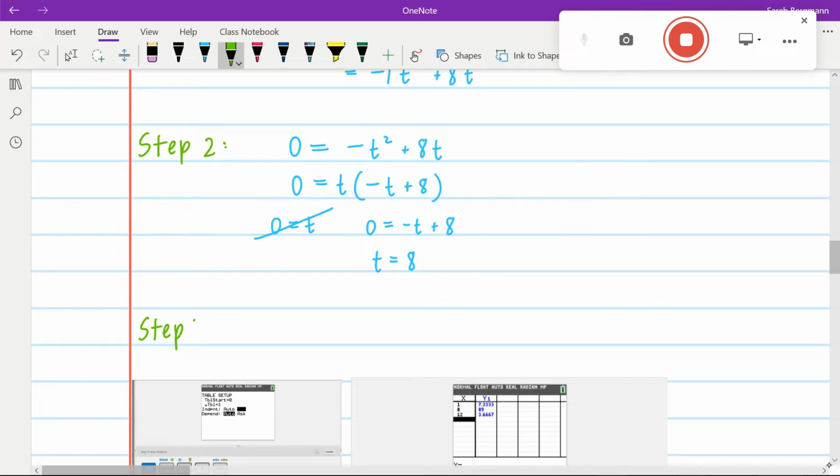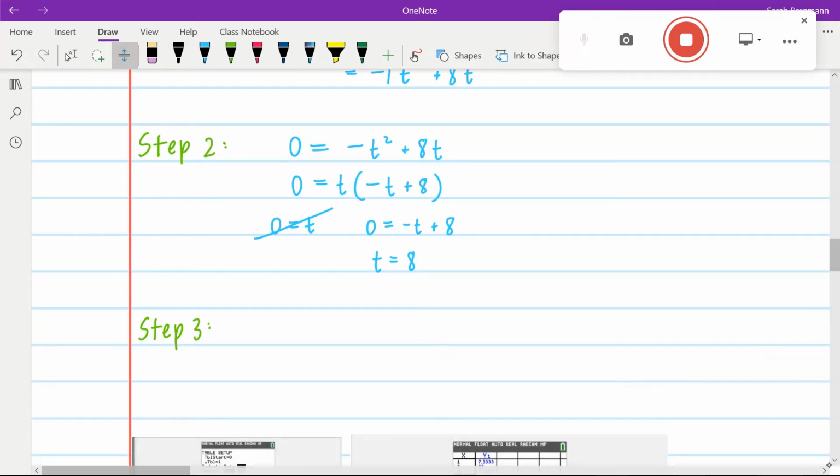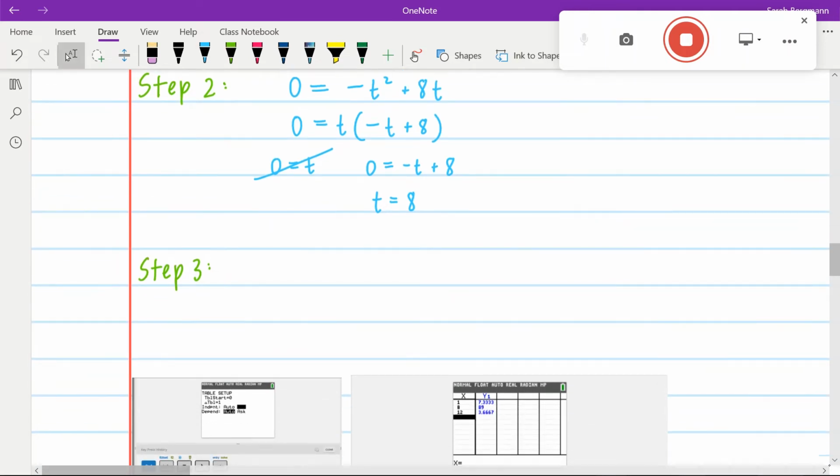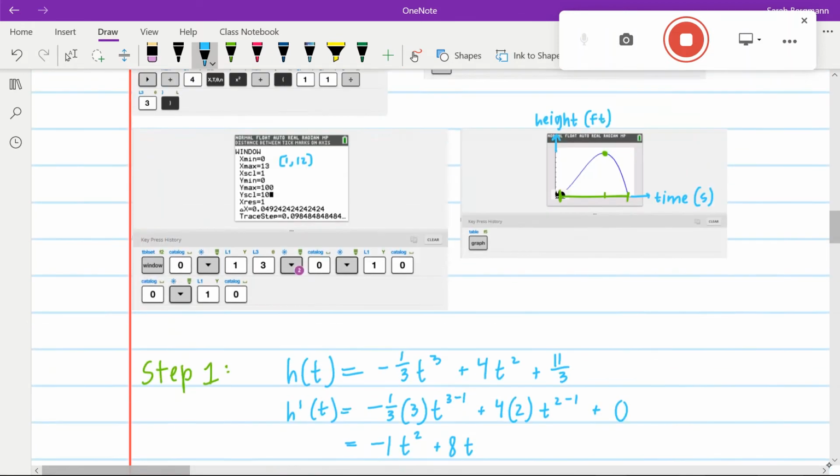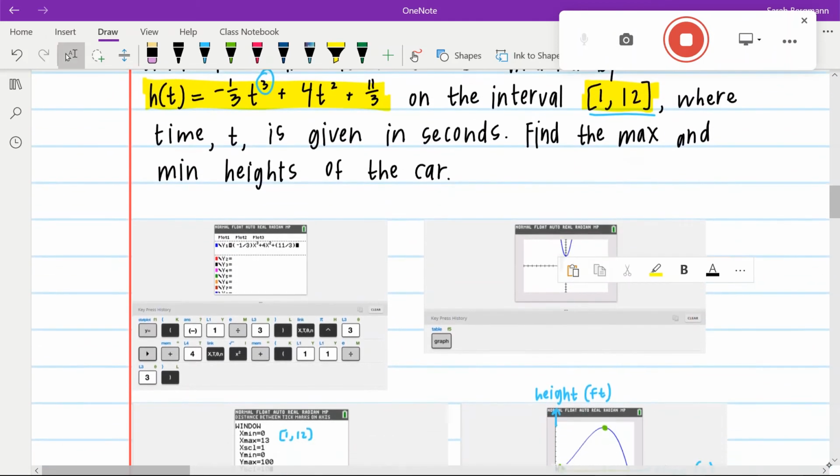Step 3, we evaluate the function for all critical points. So remember, our endpoints are also critical points. So we need to find h of 1. We need to find h of 8. And we need to find h of the other endpoint, which is 12.